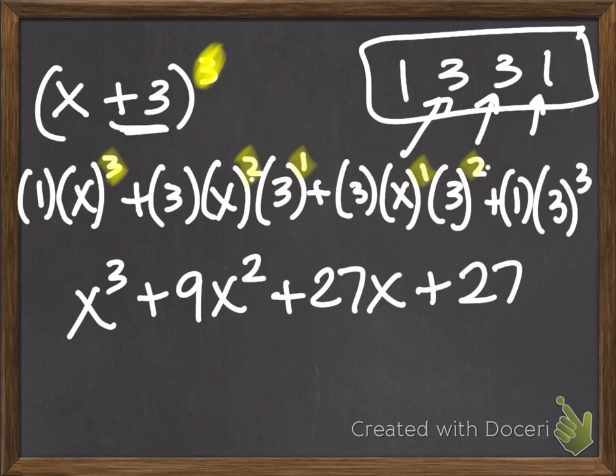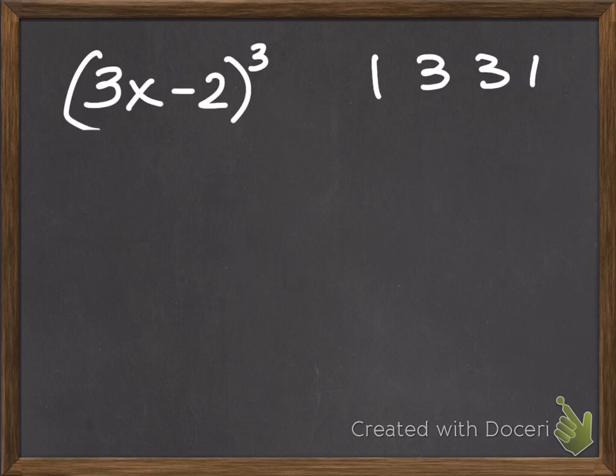So let's do one more example where there's a number. We're going to do a subtraction problem, and then there's also going to be a coefficient in front of the x. So 3x minus 2 quantity cubed.